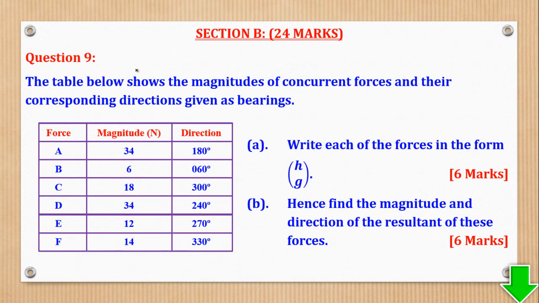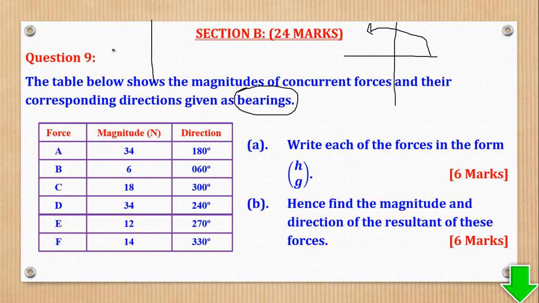That was section A. Now we shall go to section B. Question 9 says, the table below shows the magnitudes of concurrent forces and their corresponding directions given as bearing. So the entire trick was on this word bearing. Because we all know that from trigonometry, positive angles are measured from horizontal going in an anti-clockwise direction. But when they put bearing, it is a little funny.